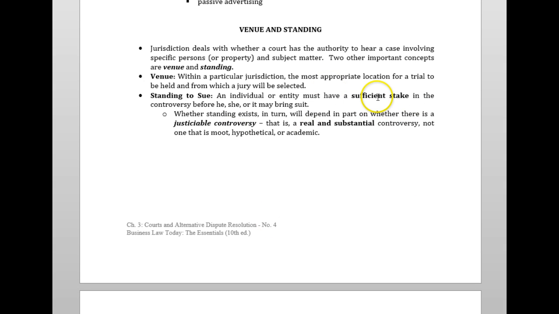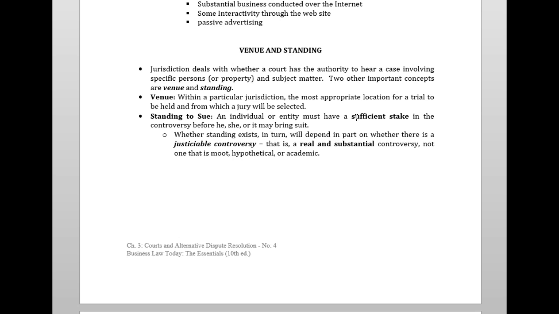And then the other thing that you have to look at right here is if there's a sufficient stake in the controversy. That means, is there a basis for this case? It can't be a moot thing, it can't be hypothetical, and it can't be academic. Is it real? Is it substantial? So these two have to be met. You will see change of venue for some criminal cases where they don't feel that they can get a fair trial in one area. They will change that venue. Usually getting a venue changed has to be fairly drastic.